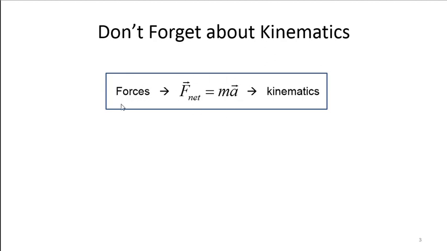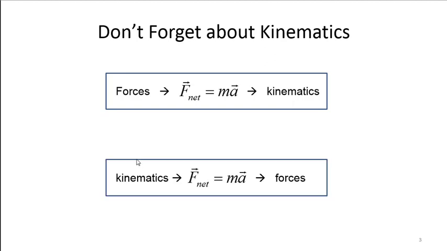Meaning you can look at all the forces that are acting on the object, add them all up to determine the net force, then set the net force equal to mass times acceleration to solve for the acceleration. And then once you know the acceleration, you can use kinematics to solve for whatever other kinematic variable you're being asked to solve for. You can also go the other direction.